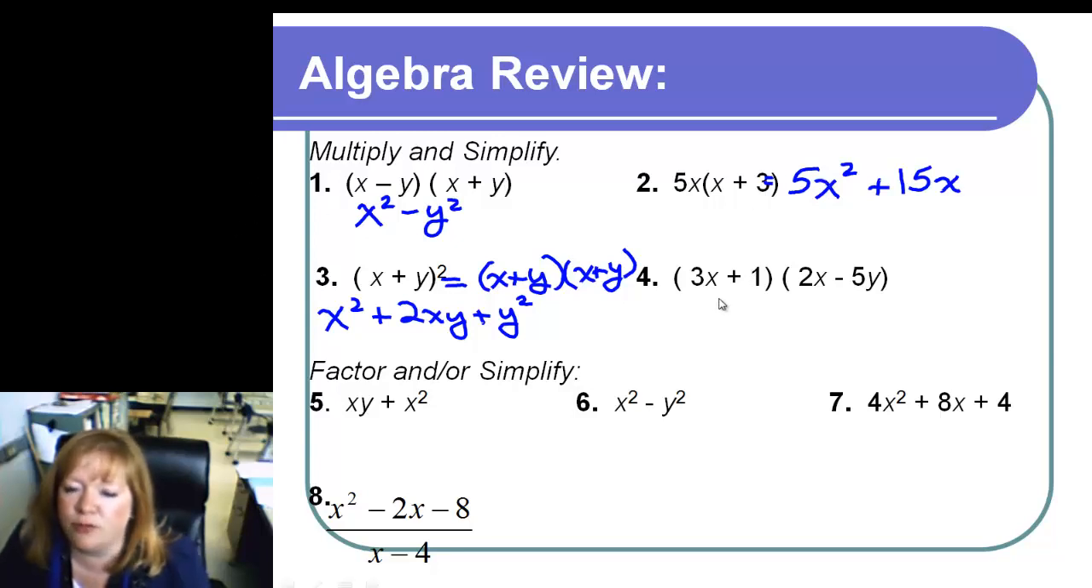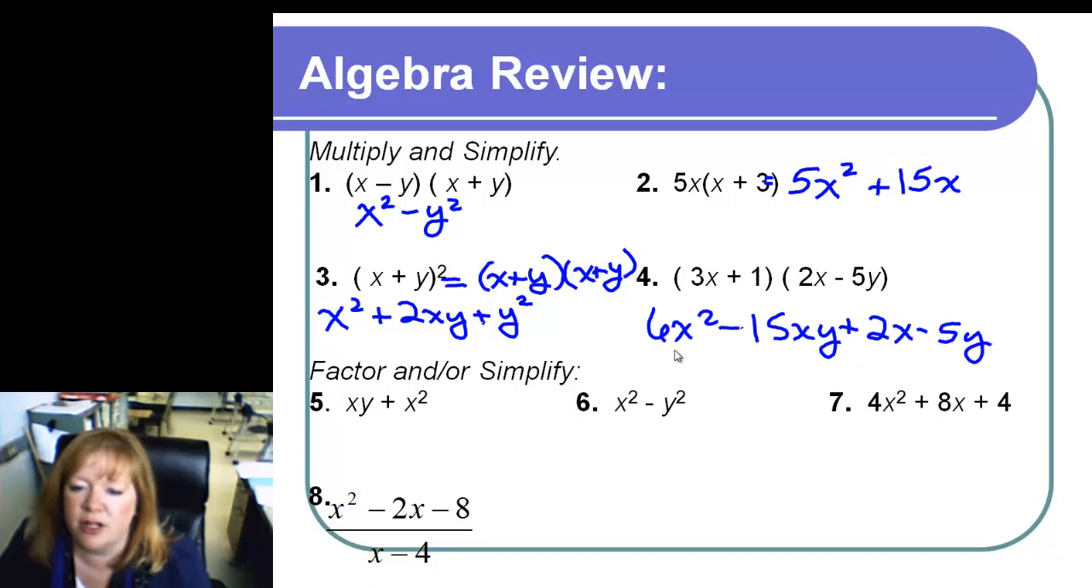To do number 4, that's just foiling: first terms, outer terms, inner terms, and last terms. It's the same as saying take 3x times both of these, and take the 1 times both of these. So you end up with 6x squared minus 15xy, that's the 3 times the minus 5, plus 2x, that's the inner term, and minus 5y, that's 1 times the minus 5y. There are no like terms, so that's it.